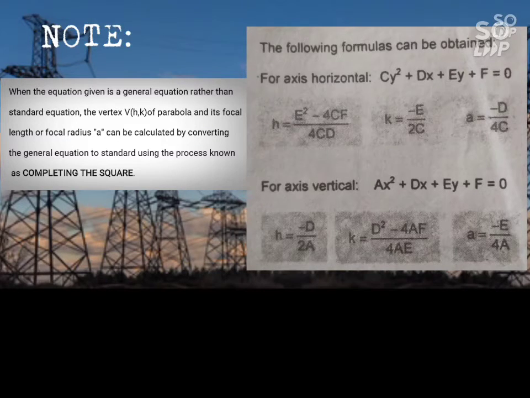For axis vertical, the equation is ax squared plus dx plus ey plus f equals 0, where h equals negative d over 2a, and where k equals (d squared minus 4af) over 4ae, where a equals negative e over 4a.